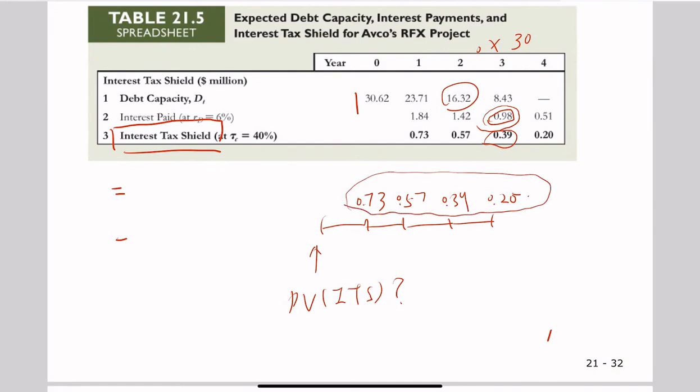Your first answer, I guess, is, hey, we should discount these interest tax shields using the debt cost of capital, right? Because interest tax shield is calculated based on interest payment, which is based on the firm's debt. So maybe it's very intuitive to use the debt cost of capital to calculate the interest tax shield. Well, this kind of thinking is incorrect. If you're assuming a constant debt value ratio, then you should discount the interest tax shield using the firm's unlevered cost of capital.